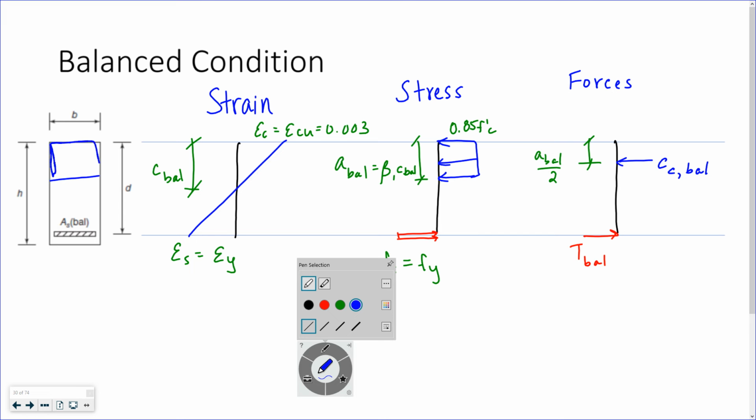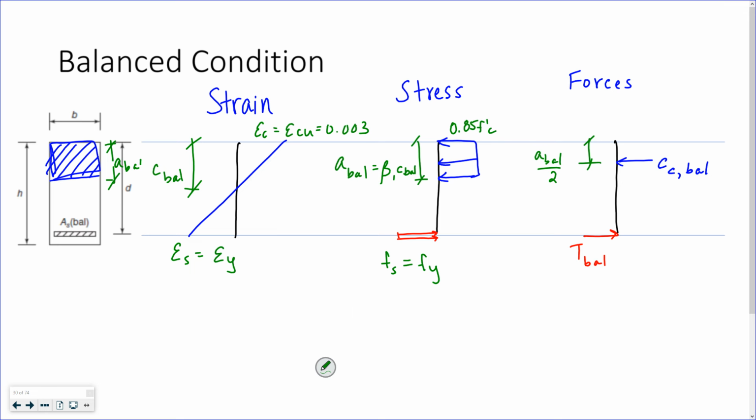My C sub C balanced would be the magnitude of that stress, the 0.85 F prime C, and the dimensions, the height of the stress block, A balanced, and the width, B. So C sub C balanced would be 0.85 F prime C, A balanced times B, the width of the beam. Similarly, my T balanced would be the stress in my steel, Fy, times the area, As balanced. This is the area of steel associated with the balanced condition.